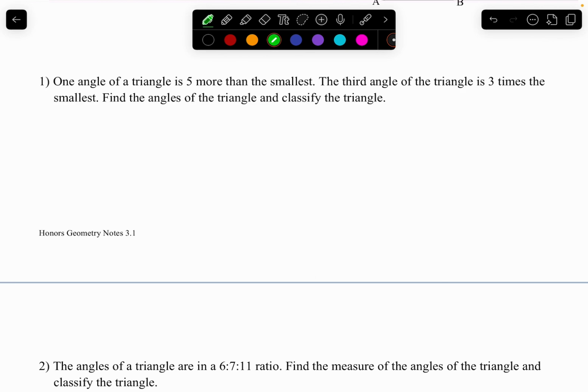We have this word problem here. It says one angle of a triangle is 5 more than the smallest. So I'm going to go ahead and draw us a triangle, because visualizing this is always going to make it a lot easier. One angle of a triangle is 5 more than the smallest. The third angle of the triangle is 3 times the smallest. Find the angles of the triangle and classify the triangle.